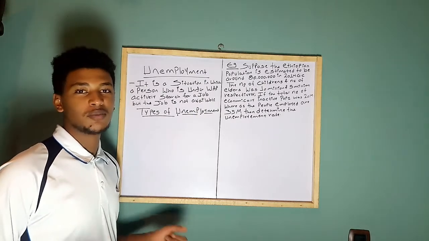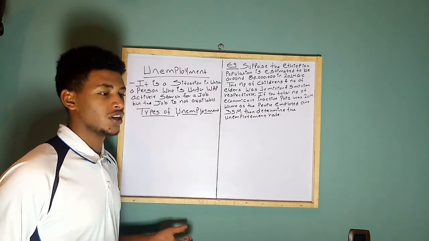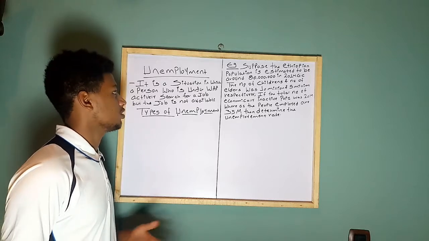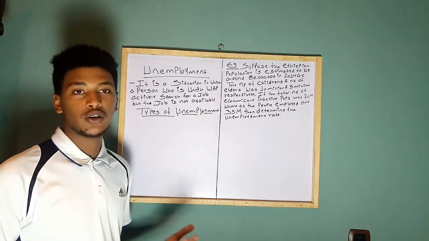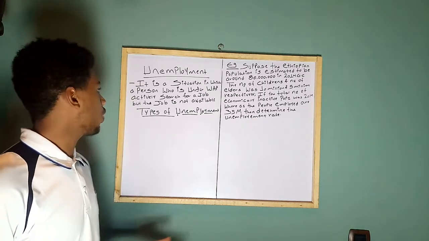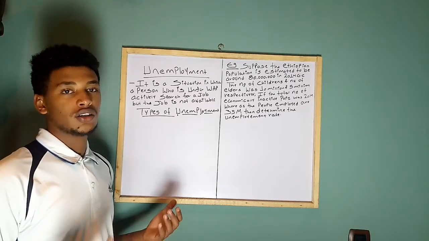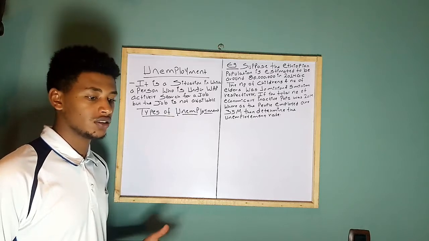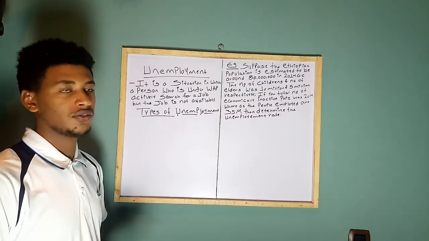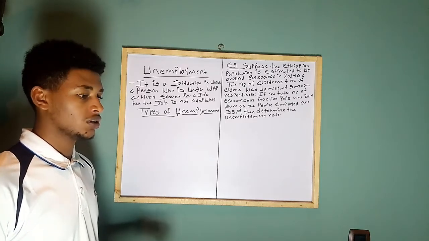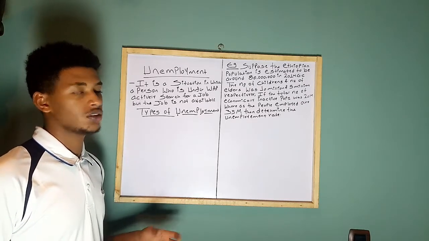Today we are going to discuss unemployment. First, what is unemployment? Unemployment is a situation in which a person who is under working age actively searches for a job, but a job is not available. It's a condition which we call unemployment. There are different types of unemployment, but the basic ones are three.